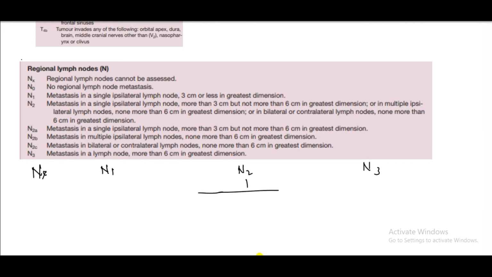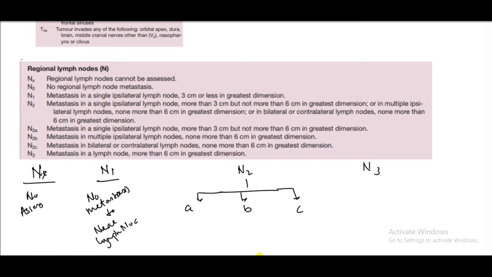And regional lymph nodes, N, we can basically divide into NX, N1, N2, N3. In N2 we have three classifications, A, B, C. NX means that nodes cannot be assessed. In N1, there is no metastasis into the nearby lymph nodes.